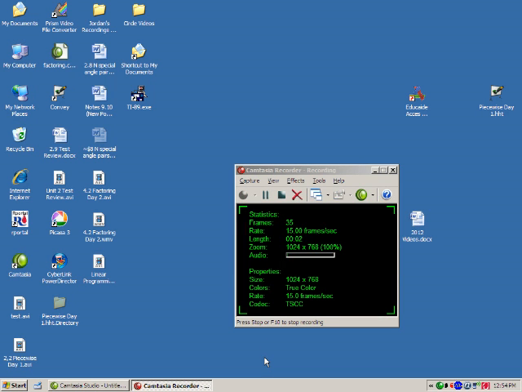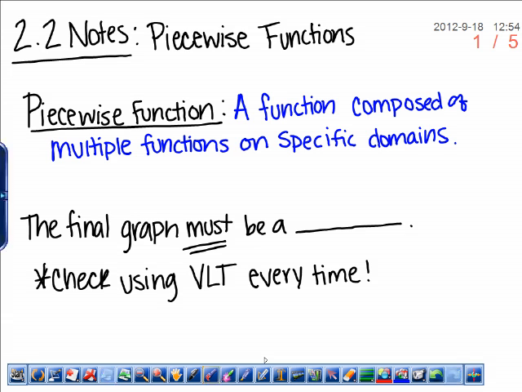Okay, so today we're going to talk about piecewise functions. As the name suggests, a piecewise function is a function composed of multiple pieces. Okay? Each of those pieces is a function, and those functions are restricted to specific domains. So a piecewise function is multiple functions put together that are restricted to specific domains.